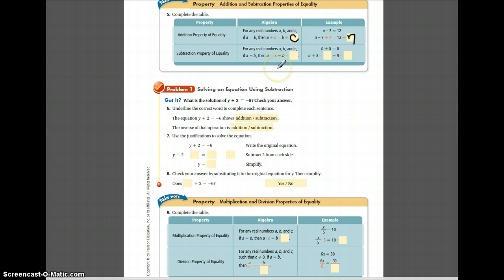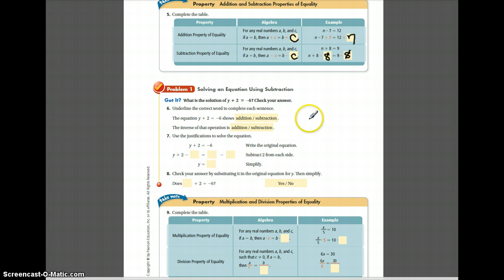You can subtract anything you want as long as you subtract it from both sides of the equation. So if we subtract c on the left side, we need to subtract c on the right side. And here, if we're going to isolate the n, that means we'll need to subtract 8 from the left side, so that 8 minus 8 is 0. Then we'll also need to subtract 8 from the right side to keep our equation balanced.